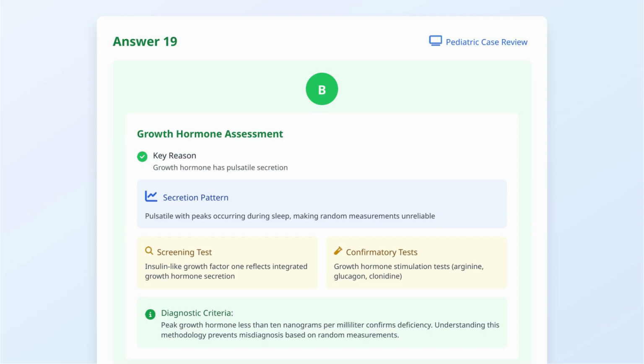Insulin-like growth factor 1 serves as a screening test, reflecting integrated growth hormone secretion. Confirmatory testing requires growth hormone stimulation tests using arginine, glucagon, or clonidine. Peak growth hormone less than 10 nanograms per milliliter confirms deficiency.